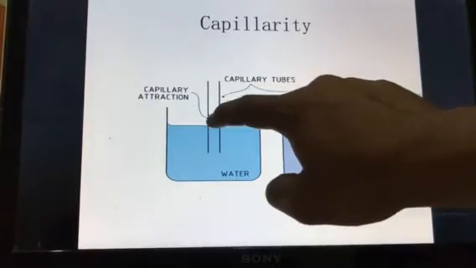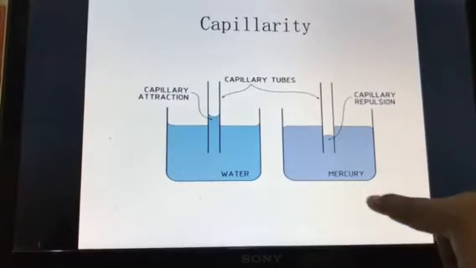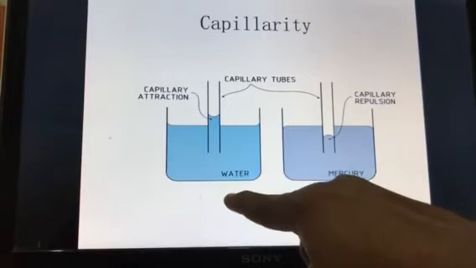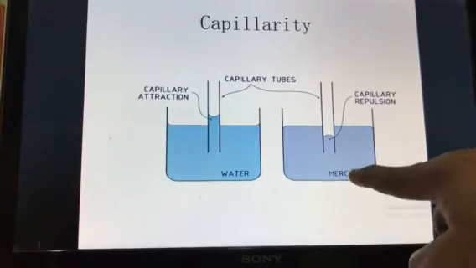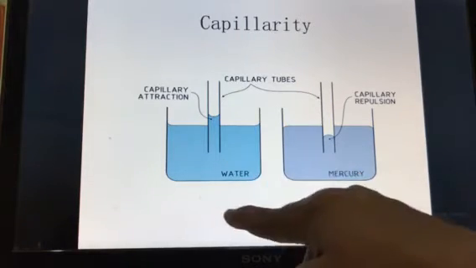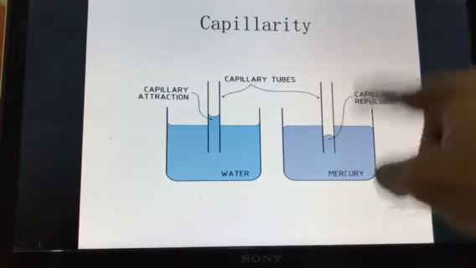So this phi in case of water is less than 90 degrees, but in case of mercury this phi is greater than 90 degrees. So if phi is less than 90 degrees, you will get capillary rise. If phi is greater than 90 degrees, you will get capillary drop.